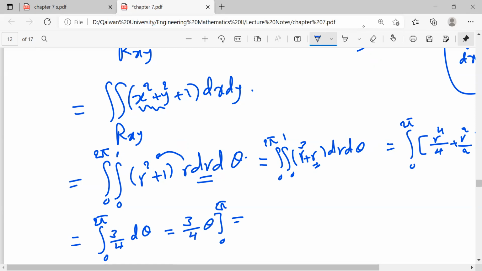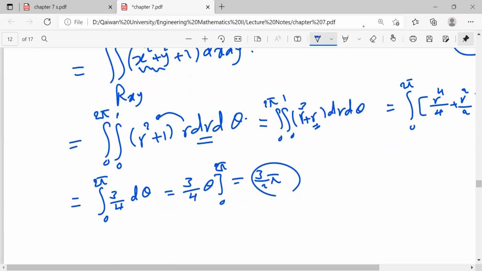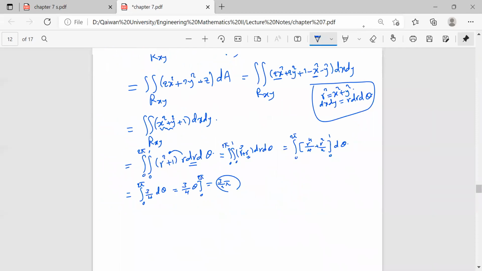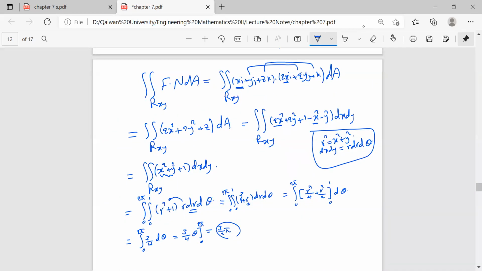And this equals, we replace by 2 pi, then by 0. When we replace by 2 pi, we get 3 over 2 pi. This is the result. Okay. This is the flux for that vector field over the given surface.